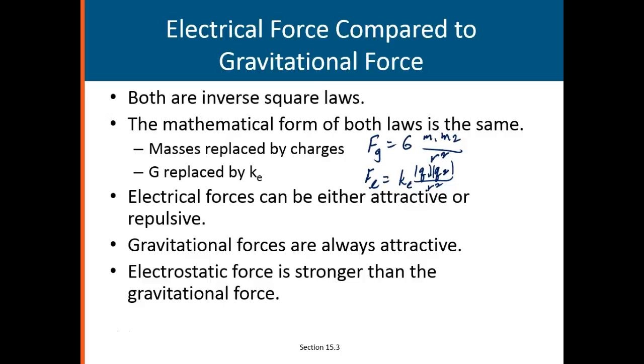Now, masses are usually given in kilograms. That's the SI unit for mass. A kilogram is a huge unit, a huge amount. One kilogram is a large, large mass. A coulomb is a pretty small charge, much smaller by comparison.